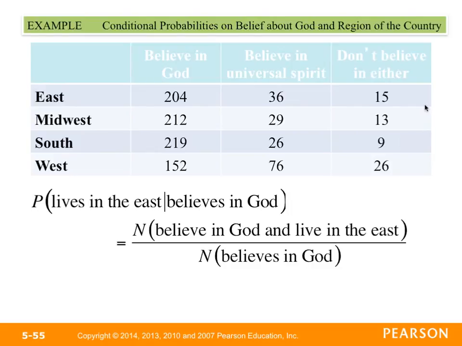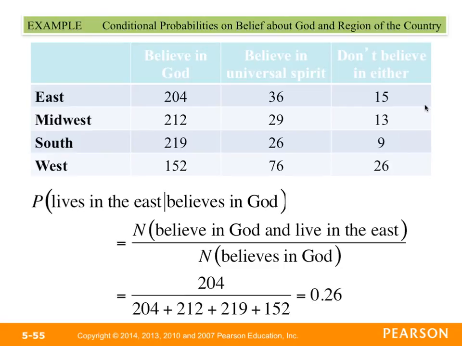Okay, if we want the probability that they live in the East given that they believe in God, this time it's the other way around. We're still looking at that same overlap, that 204, but this time we know that they believe in God. So we are just looking at this first column here instead of the first row. If you add all of those up, it's not given here, 204 plus 212 plus 219 plus 152, and then divide 204 by that number, you should get 0.26. So if we know someone believes in God, there's about a 26% chance that they live in the East.